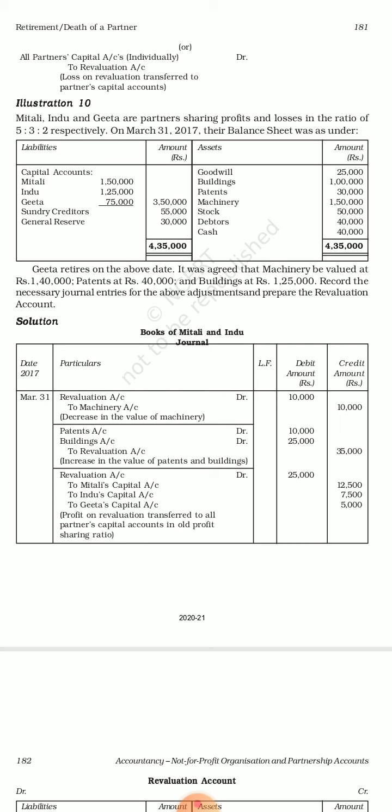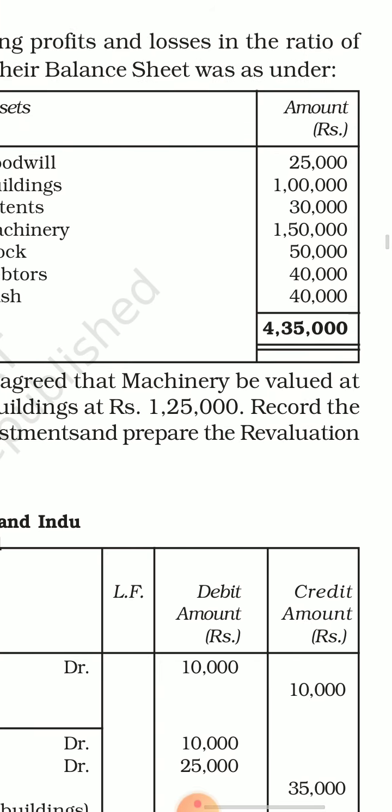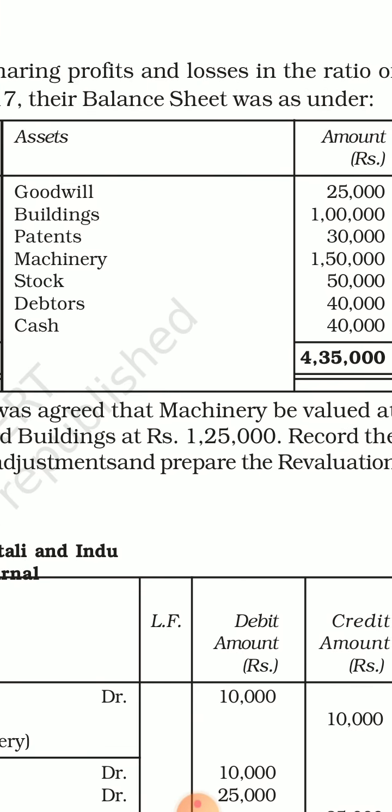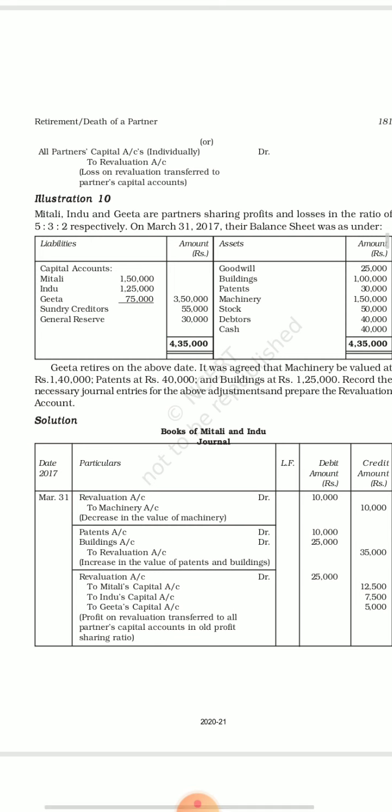Just come back to the question. Building now it is valued at 1,25,000 and in the asset side its value is given 1 lakh. So in the balance sheet it is given 1 lakh and below in the question it is given 1,25,000. So the value of building is increased or decreased? Increased. Here patent is also increased 10,000 and the building increased by 25,000 because now its revalued figure is given more than what is given in the balance sheet.